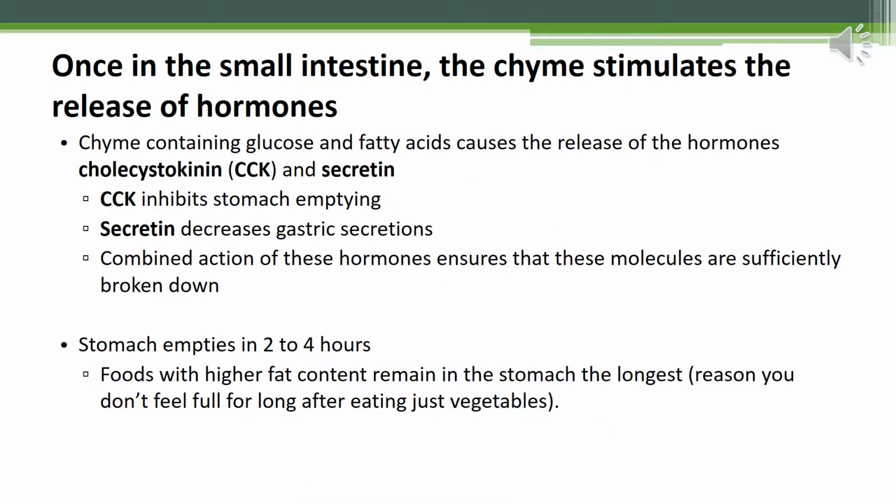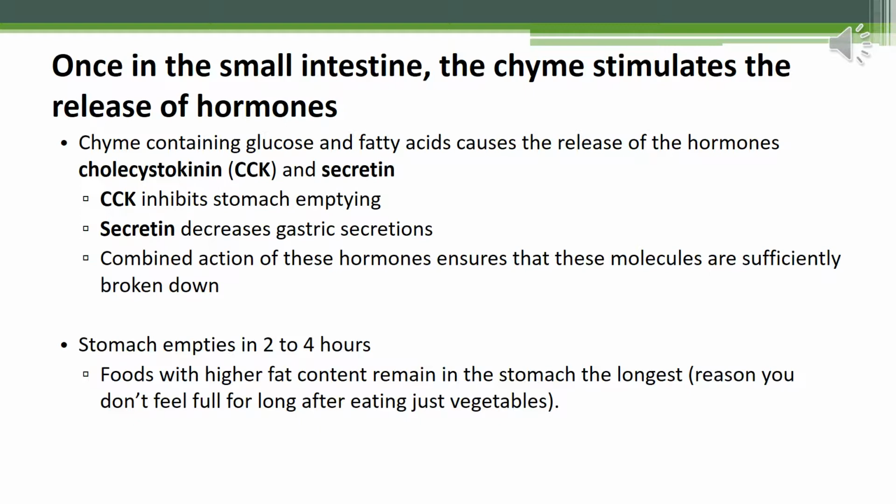Now we're at the point where the chyme is leaving the stomach and entering the small intestine. And once the chyme gets into the small intestine, it stimulates the release of certain hormones. And these specific hormones are essentially released to ensure that the environment in the small intestine remains closer to neutral and not as acidic as the stomach, because there's a lot of enzymes that go to work on the chyme in the small intestine that work best in a more neutral environment.